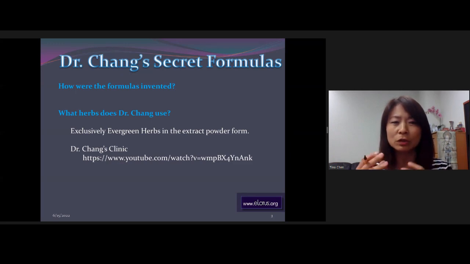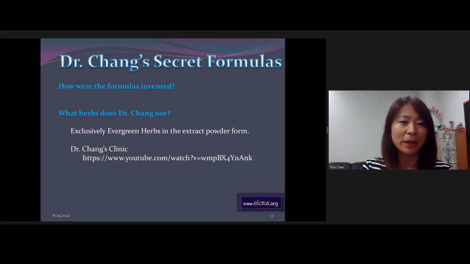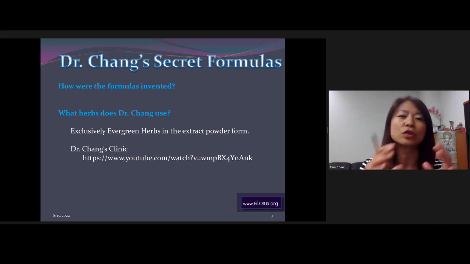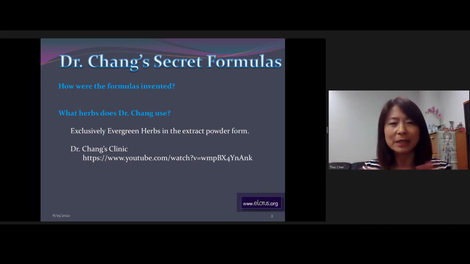And as a result, through trial and error with different patients and their feedback, he arrives at a set formula that he feels is good for a certain condition. So that's how he invents his formula. Then he gives it a special name.